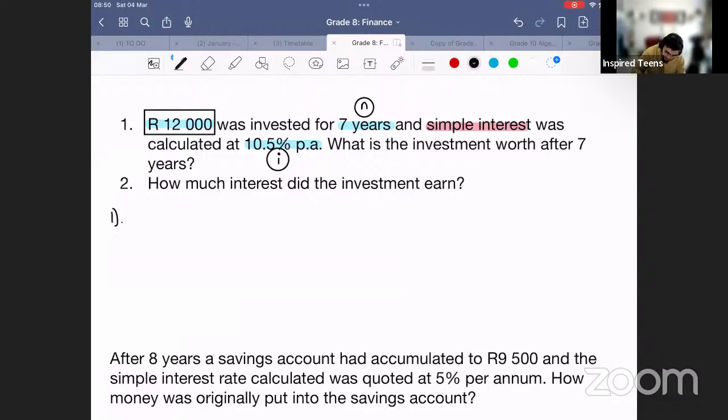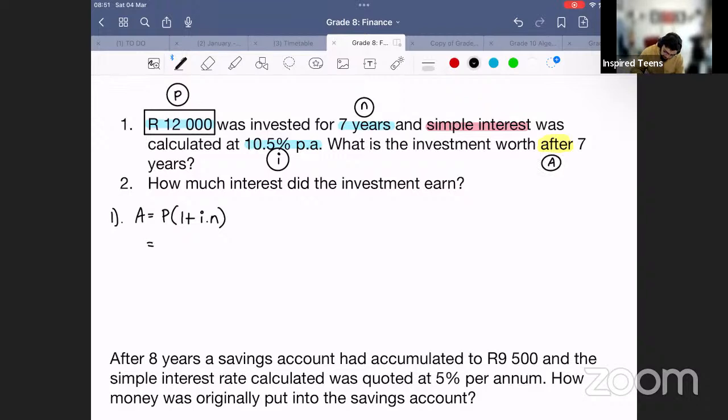Here they are saying that this amount was initially invested, and that's why we refer to it as the principal amount, or prior to interest. The principal is the initial amount that was invested. So that is P. My formula is A is equal to P, open brackets, 1 plus I times N. A is what I want to calculate, because they ask what the investment is worth. Look for the keywords after 7 years. So they want us to calculate A.